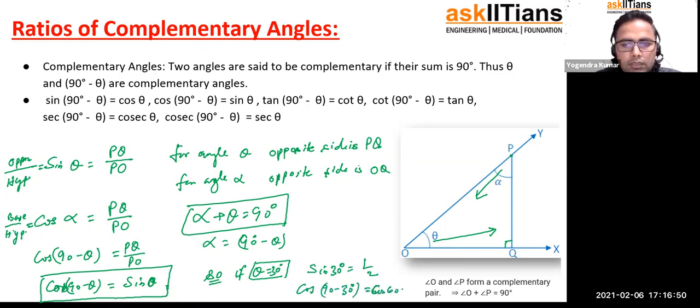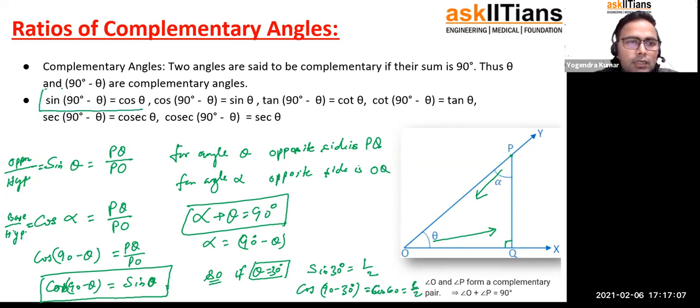Cos of 60, that is also half. This is how we can see. So complementary angle: if theta is 30 degrees here, then cos of 60 will be the same as sine of 30, complementary angle, right? This is how we relate. So you need to remember these relations.